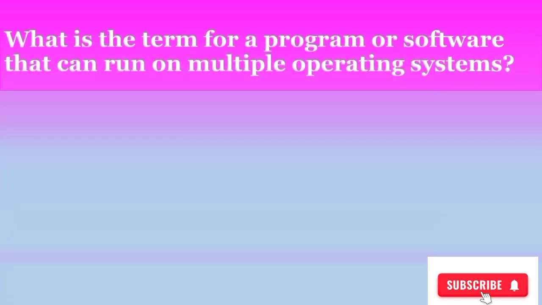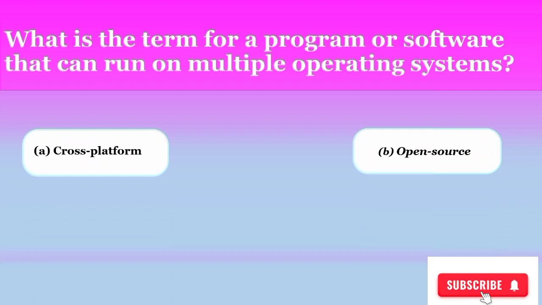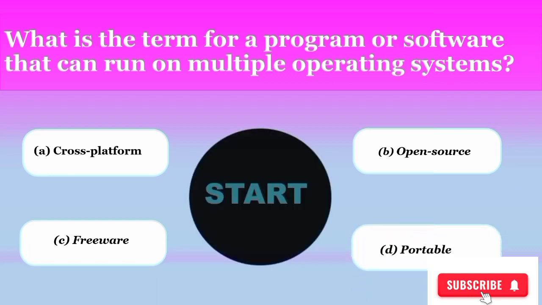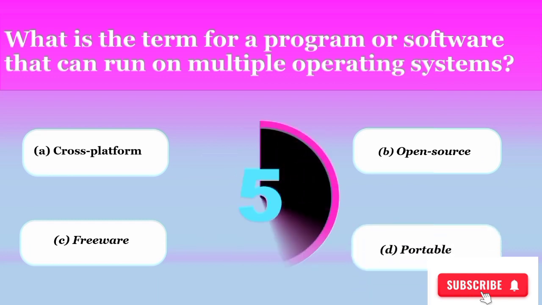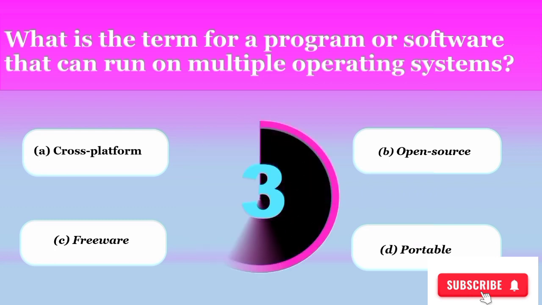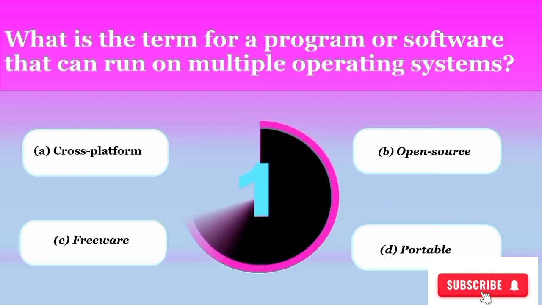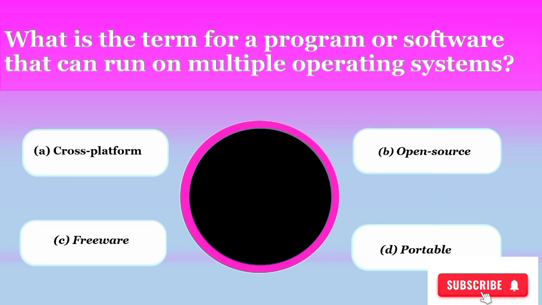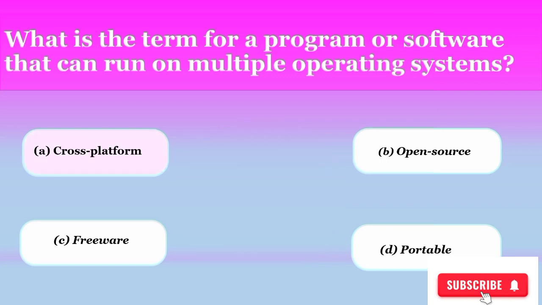What is the term for a program or software that can run on multiple operating systems? A. Cross-platform. B. Open source. C. Freeware. D. Portable. The correct option is option A, cross-platform.